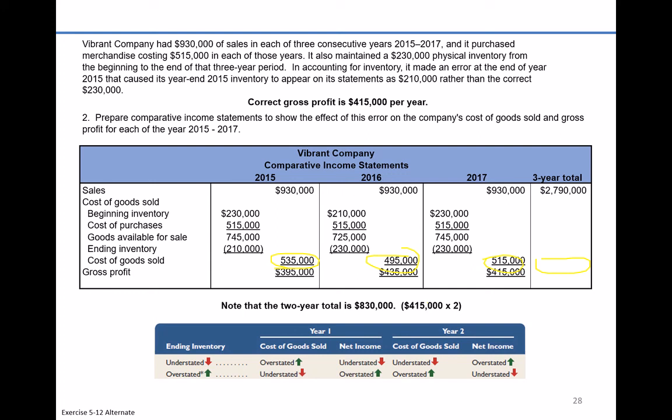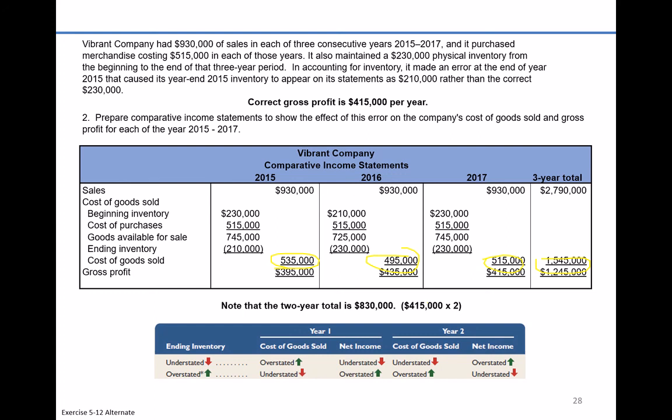What's the cumulative effect of this error? Well, over time, it still all balances out because we were $20,000 shy of gross profit in this year, $20,000 overstated in this year. We add them together and they cancel out, and we still have our exact same level of gross profit that we had during part 1 of the problem of $1245.